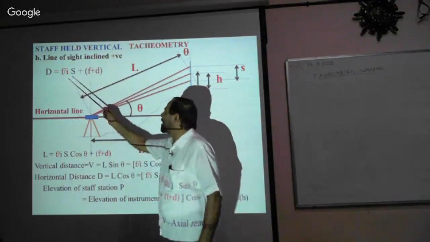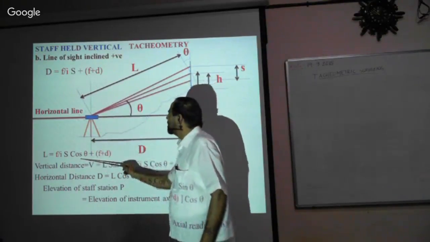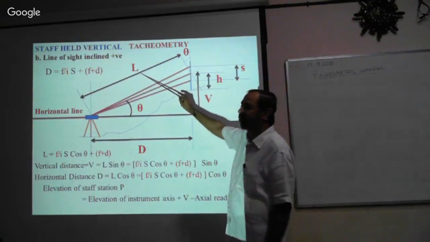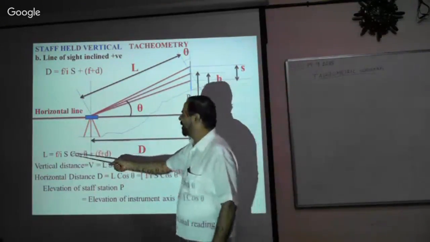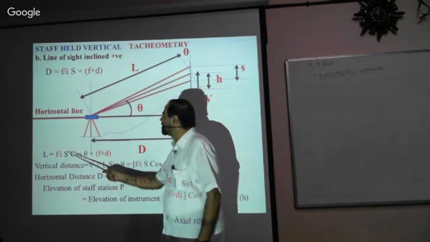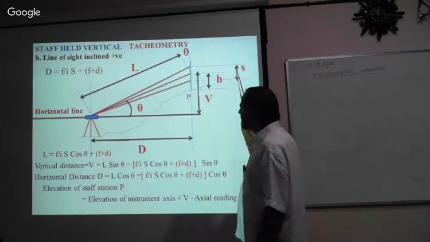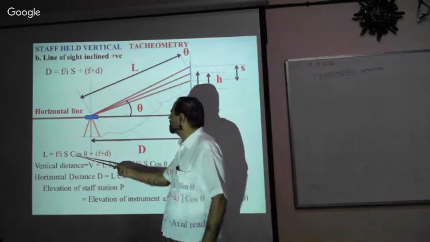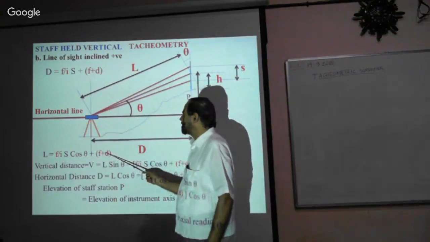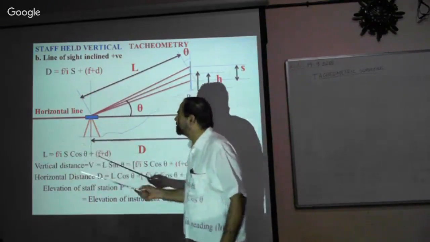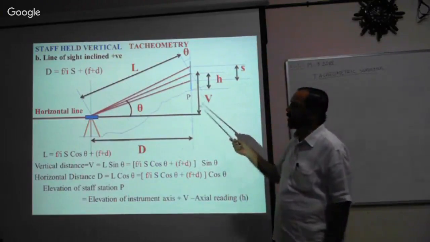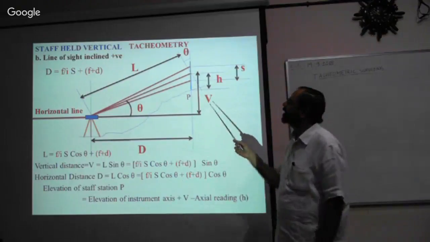This is for the normal case. Here the line of sight is inclined, therefore we need to modify this, that we have modified here. F by I is the instrument constant. S is known, that is the stop intercept. We know this, and this is cos theta. Theta we have measured, then L can be computed. If you understand this, any kind of problem can be solved in trigonometry.